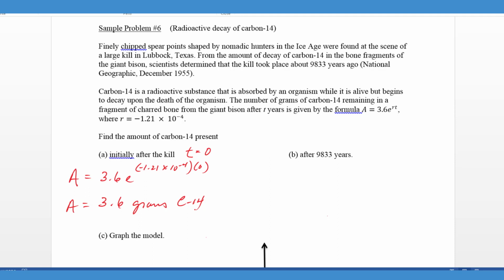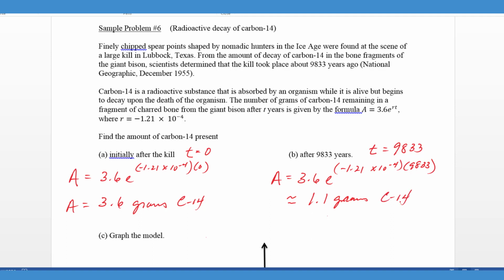Now, part B says how much C-14 is left after 9,833 years, and then we've clearly gotten to a fossilization at this point of the actual bone, and so we're going to say that t is equal to 9,833 years, and we're just going to have the exact same setup. 3.6 e, and then if you use your calculator effectively, you'll get an approximate value of 1.1 grams of carbon-14 remaining in the fossil. So this is a good use of the formula that we have here for continuous decay.